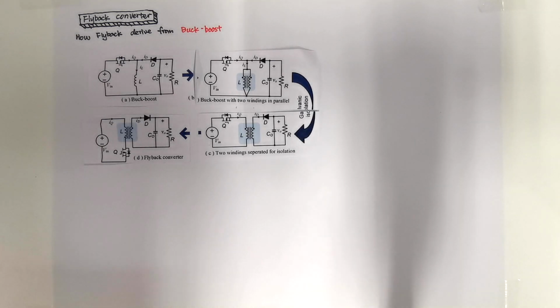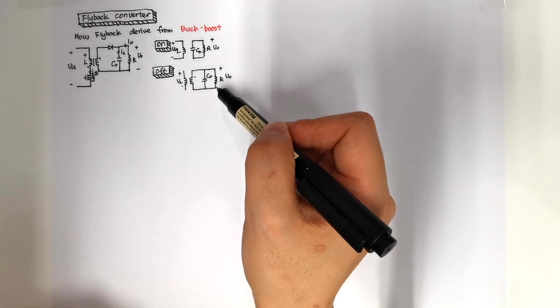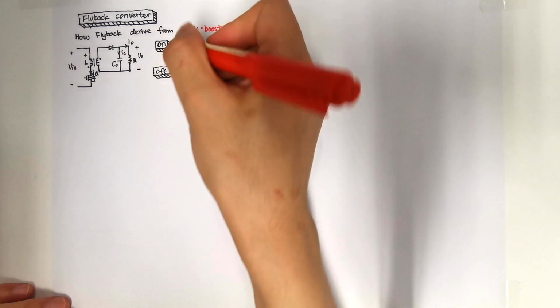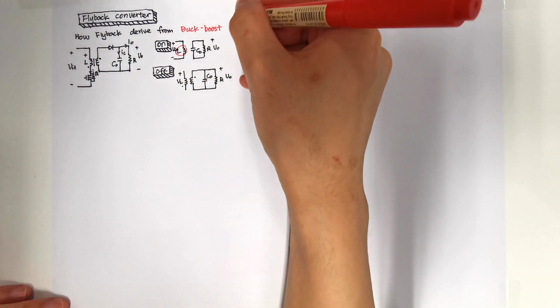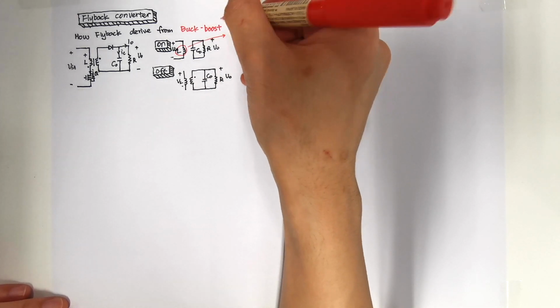If you have a good understanding of the buck-boost converter, it will be very easy for you to learn the flyback converter. This is the topology of our flyback converter, and we do the same analysis as other converters. We first plot the on-state and off-state circuits. This is our on state and this is our off state. One thing I should point out is this inductor is not a real inductor. It's the magnetizing inductance of our transformer.